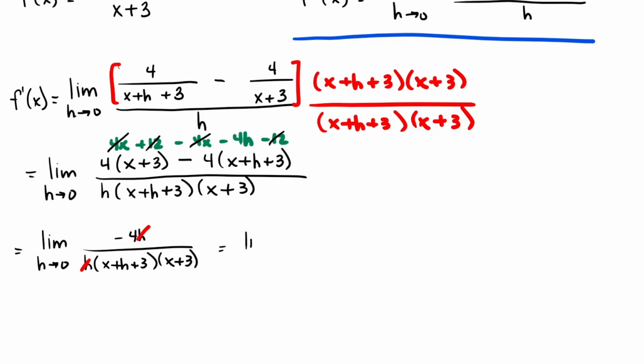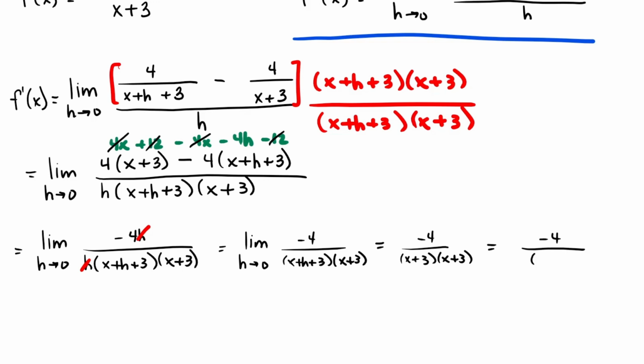And now we have the limit as h approaches 0 of negative 4 over x plus h plus 3 times x plus 3. And now we're ready to substitute 0 for h. Now, x plus 0 plus 3 is just the same as x plus 3. So we have negative 4 over x plus 3 times x plus 3. But we can write that more succinctly, or in more condensed form, x plus 3, the quantity squared. So the derivative is negative 4 over x plus 3 squared.